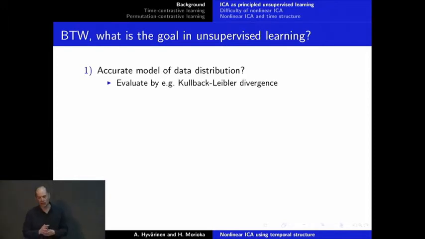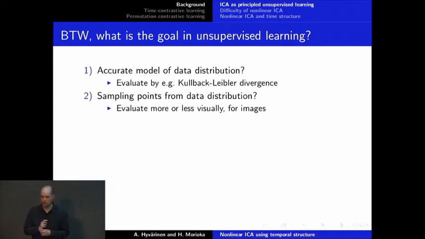First one would be to obtain an accurate model of the data distribution in some probabilistic sense, for example, by having a small Kullback-Leibler divergence between the model and the data distribution. Another goal, which is very fashionable recently, is to provide a method that samples new points from the data distribution. This is then a little bit more difficult to evaluate. Often people do this with images and then generate new images and then just show them.